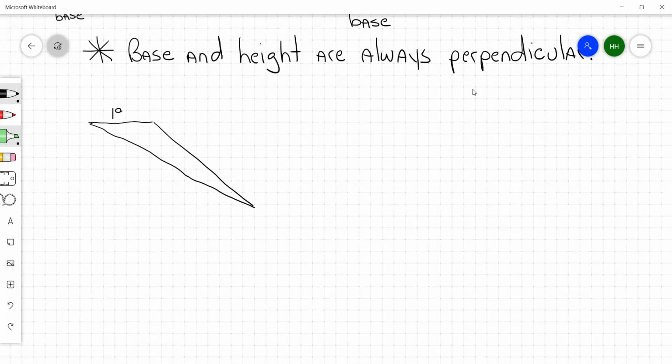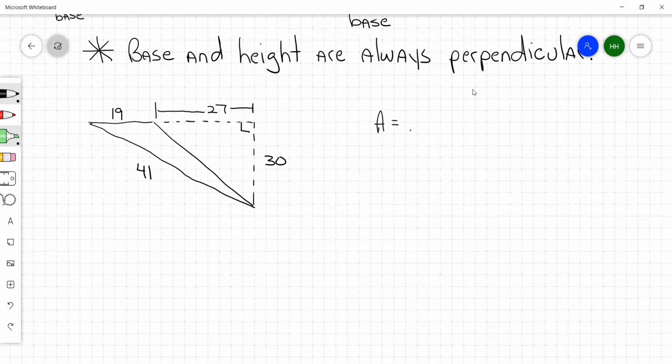We've got a 19. Now we've got this dimension. This is 30. 41. And this is 27. Find the perimeter and the area. Okay. So we got to find the perimeter and the area. Let's do the area first.